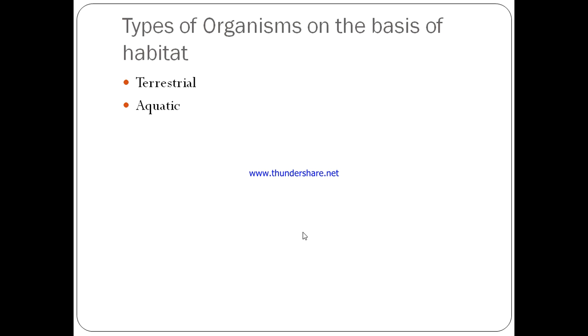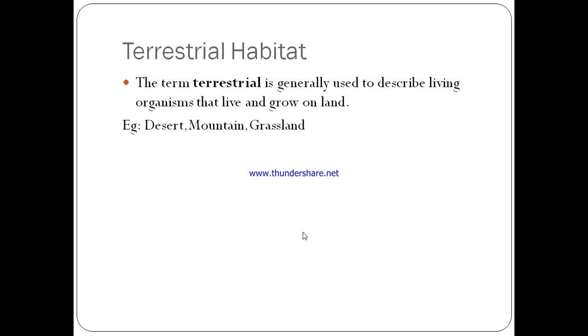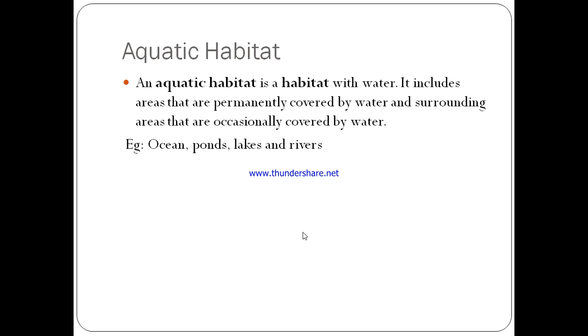There are two types of habitat: terrestrial habitat and aquatic habitat. The term terrestrial is generally used to describe living organisms that live and grow on land. Examples: desert, mountain, grassland. Aquatic habitat is a habitat with water.